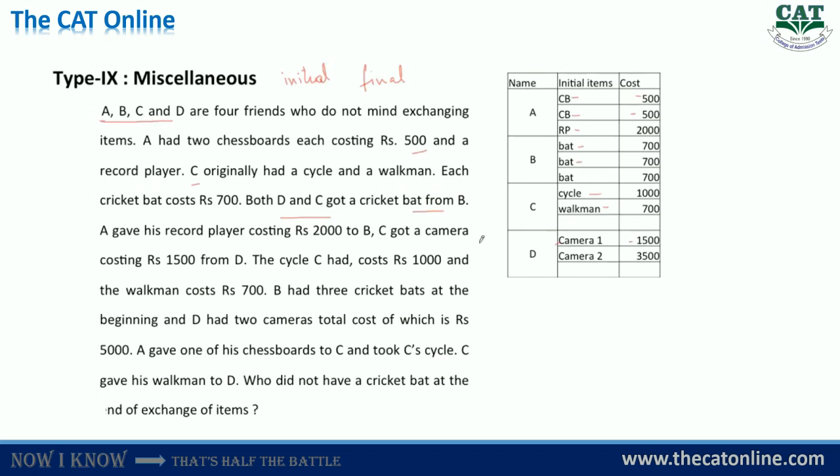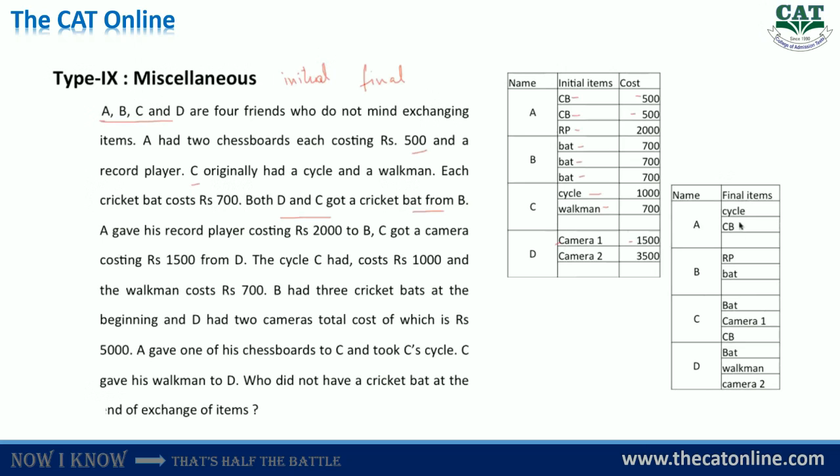B had 3 cricket bats: 2 cricket bats he gave to C and D, and he also had another one. D had 2 cameras. He has given one camera worth 1500 to C, which means he was left with another camera worth 3500. So in case you make another table of final items, these are the things that they had initially, and this is the final items that they were left with.